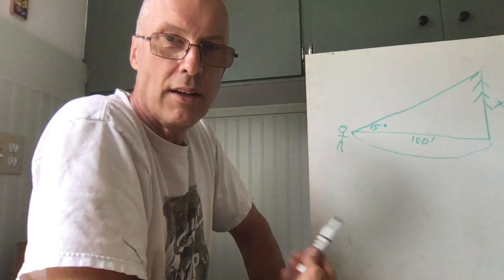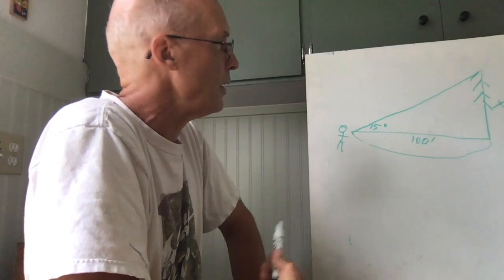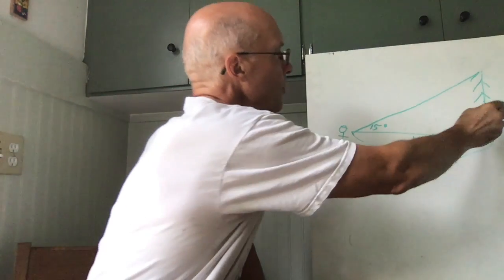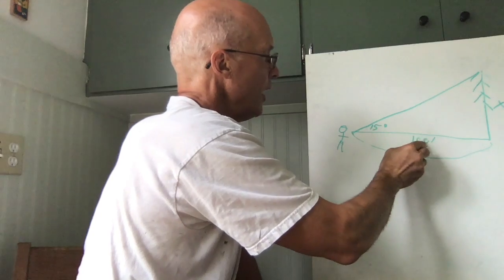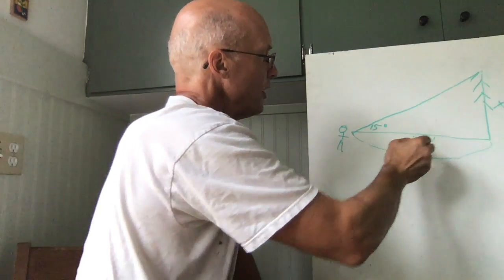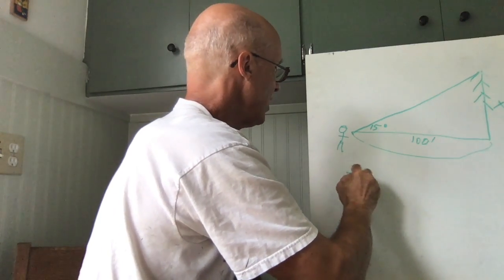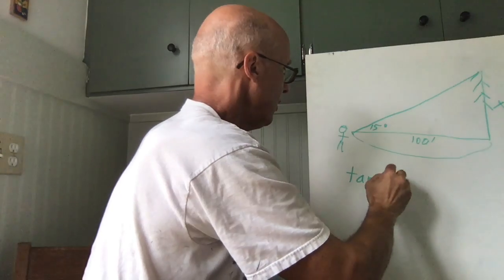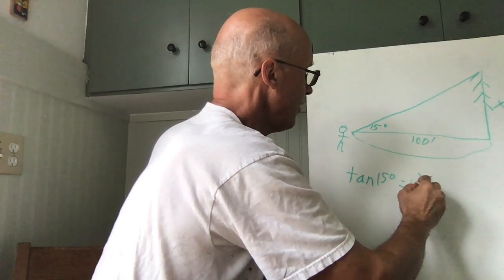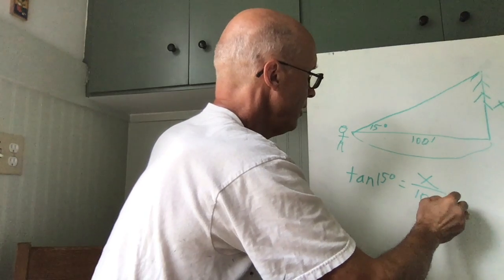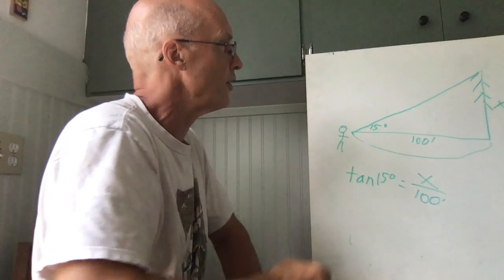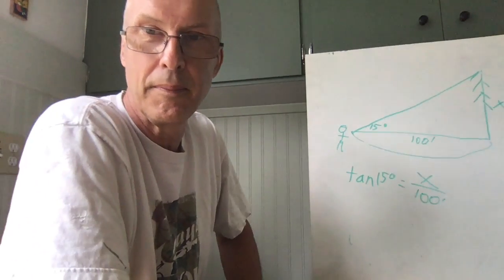Well, you can obviously use this angle. We kind of talked about this in the last section. So we want something that involves this as x and the known quantity. So what's the opposite over the adjacent? That's going to be the tangent of 15 degrees is x over 100. So you just take the tangent of 15 degrees, multiply it by 100, and you're going to get the height of the tree.